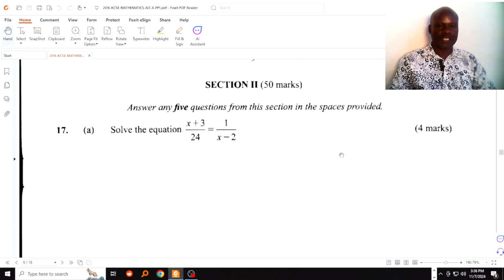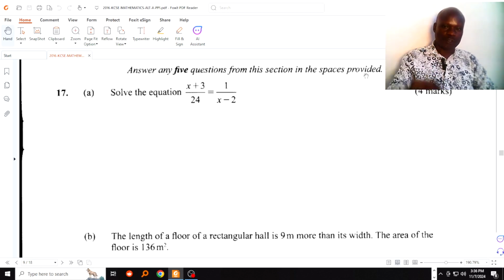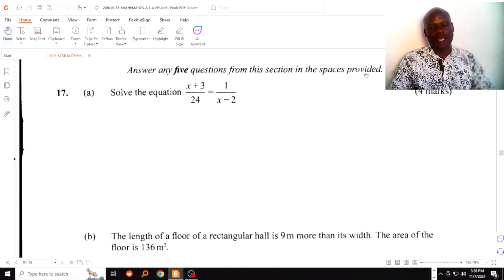Question 17, which reads, answer any 5 questions from this section in the spaces provided. So that is, you are supposed to choose 5 out of the ones in these particular sections. Now question 17 that we have picked reads, part A, solve the equation (x plus 3) over 24 is equal to 1 over (x minus 2).